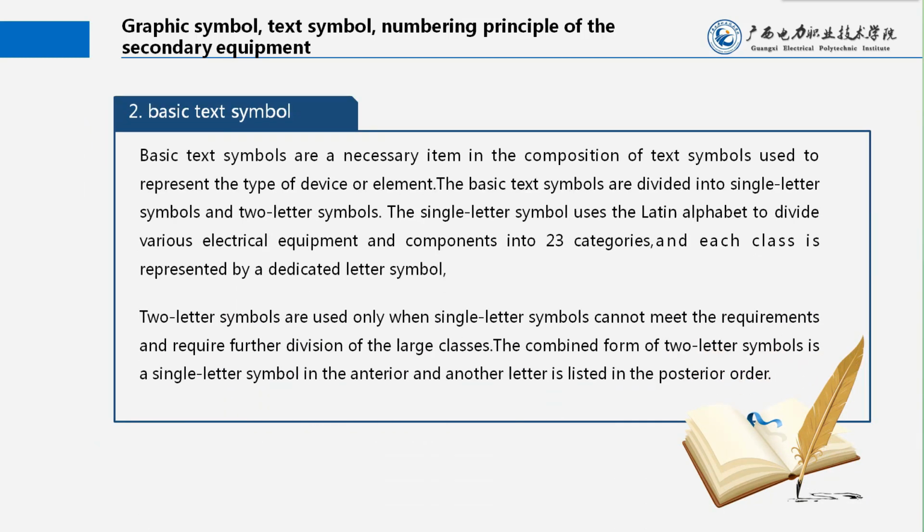Two, basic text symbol. Basic text symbols are a necessary item in the composition of text symbols, used to represent the type of device or element. The basic text symbols are divided into single-letter symbols and two-letter symbols. The single-letter symbol uses the Latin alphabet to divide various electrical equipment and components into 23 categories, and each class is represented by a dedicated letter symbol. Two-letter symbols are used only when single-letter symbols cannot meet the requirements and require further division of the large classes. The combined form of two-letter symbols is a single-letter symbol in the anterior position and another letter listed in the posterior order.